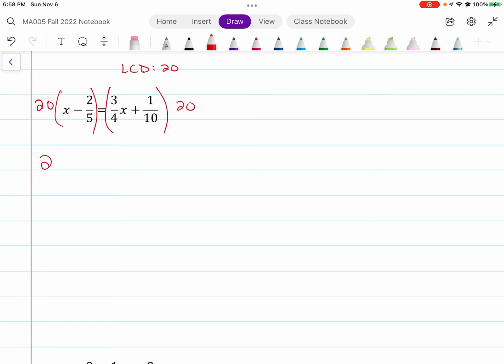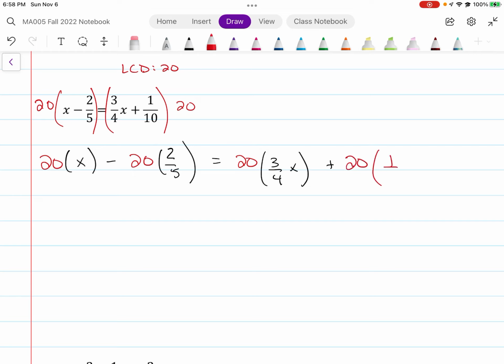Okay, so I get 20 times x minus 20 times 2/5 equals 20 times 3/4 x. I try to line up my numbers so that I can cancel things a little bit easier. Plus 20 times 1/10, or 1/10 of 20. I'm going to put that in black, sorry. 20 times 1/10. Okay. So 20 times every single thing. Check all your signs. I've got a minus, and then I've got a plus, I've got an equals.